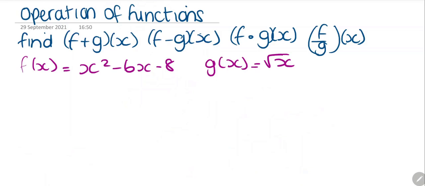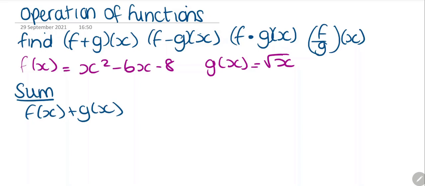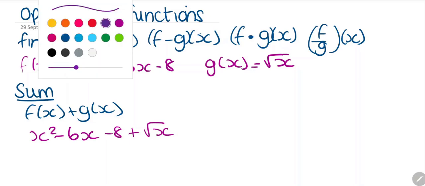Okay, so have a look at this question. So finding the sum, the difference, the product and the quotient. So let's have a look at the sum. So we want f of x plus g of x. So we have x squared minus 6x minus 8 plus root of x. And we're looking to see if we can simplify this in any way. No, we can't.